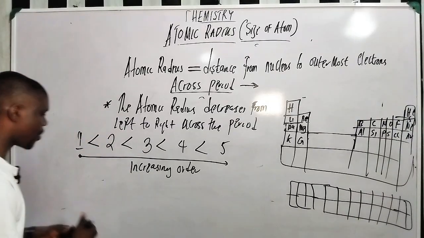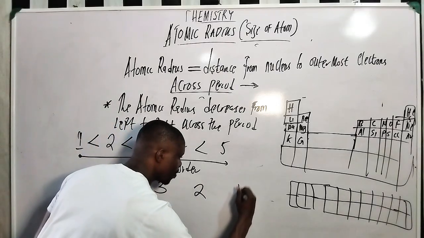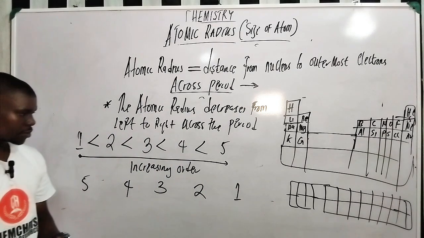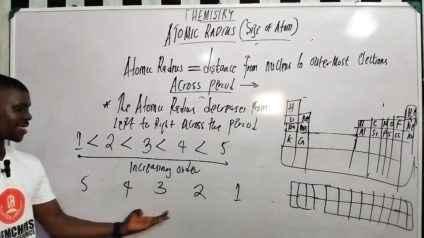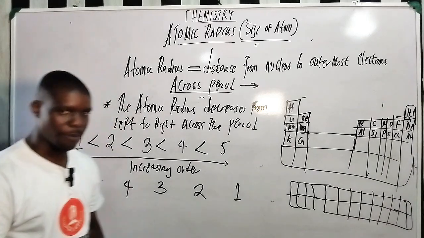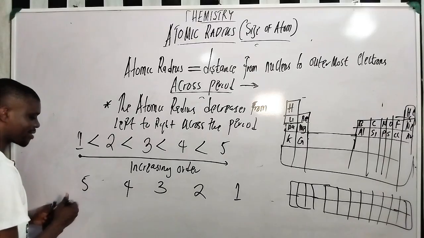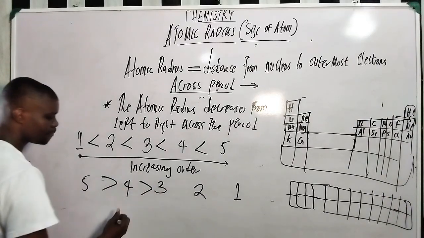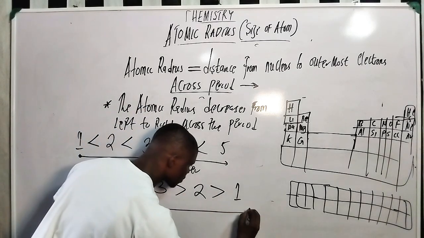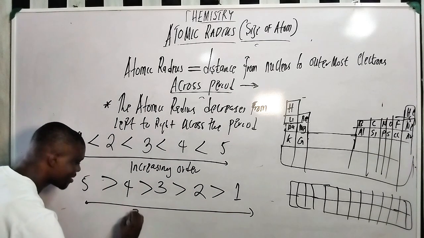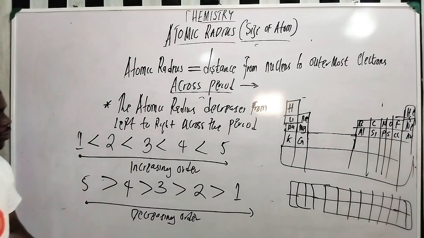Now if you reverse it, we have 5, 4, 3, 2, and 1. Like I said, 5 is greater than 4, so what order is this? This is called decreasing order. So what sign are you going to use? Of course, greater than. 5 is greater than 4, 4 is greater than 3, 3 is greater than 2, 2 is greater than 1. This is decreasing order.